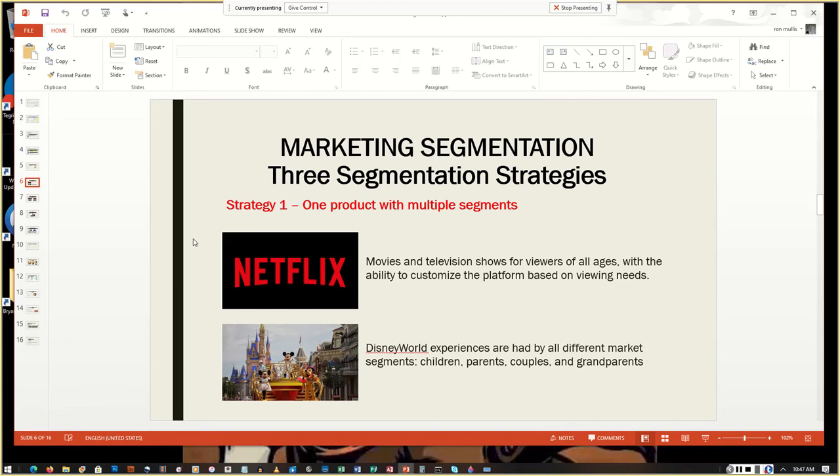The other example is Disney World. Now, Disney resorts and theme parks offer one basic experience to all of their customers, or all of the park goers. Just think of what they have there. They have rides, quick service meals, parades, and they have shows that they put on. These experiences are had by different market segments. So you have children, you have parents, you have couples, you have grandparents. Disney, they don't tailor their basic experience to fit specific needs, but instead they market the experience differently based on the consumer's profile. Are there any questions?